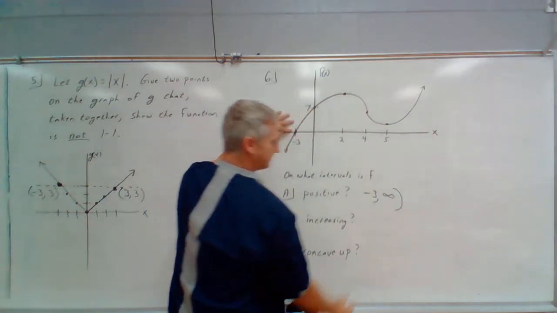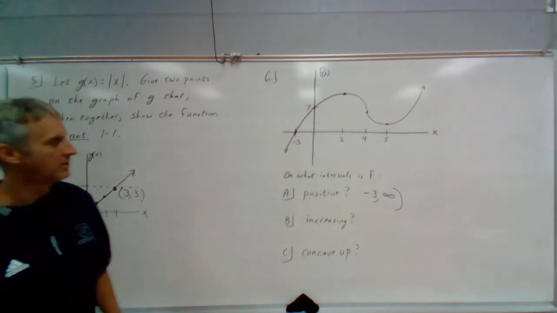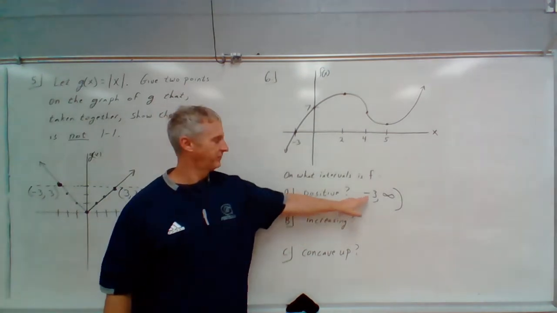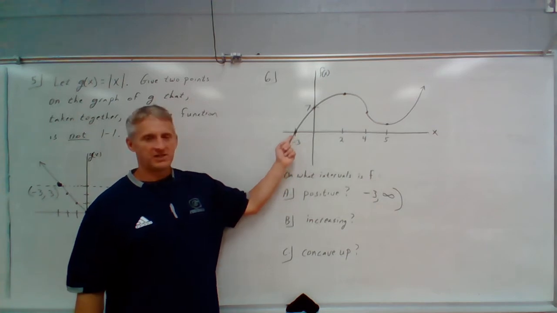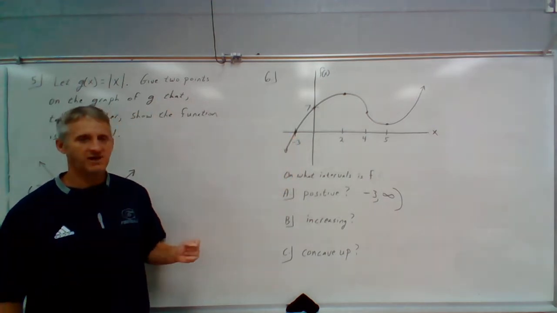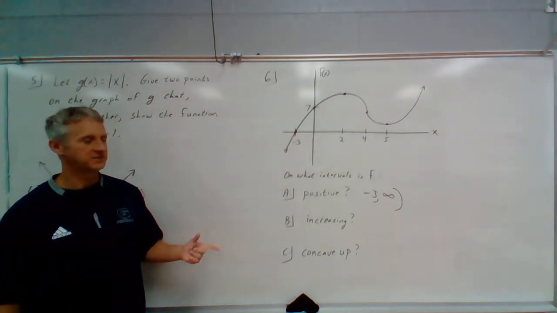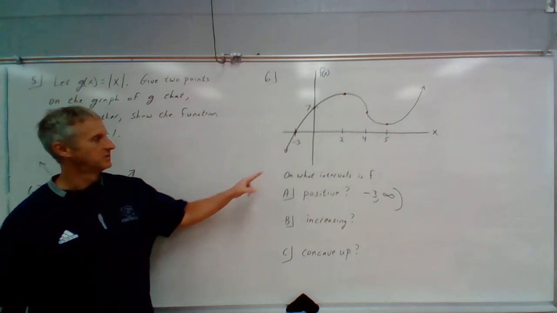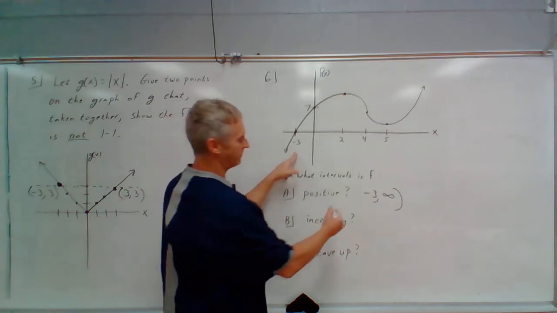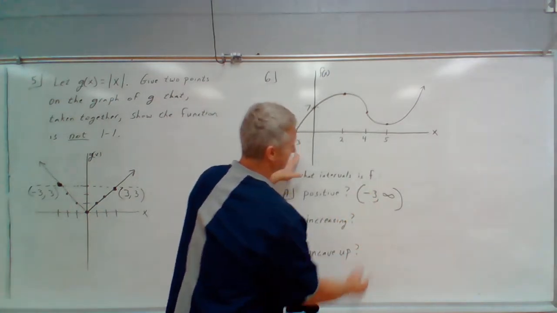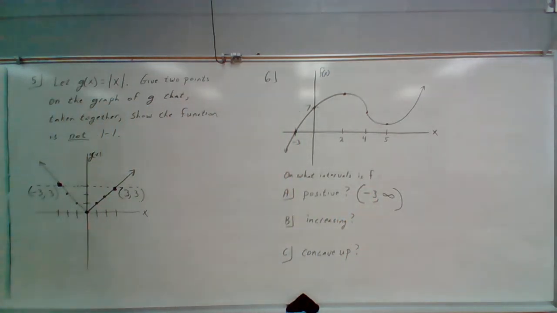Infinities will always get the open parenthesis. All right, do we want to include the -3 or not? If I plug -3 into this function, I get a 0. 0 is not positive or negative. It's neither positive nor negative. So -3 will not cause the function to spit out a positive answer. So we don't want to include it. So we're going to use an open parenthesis.